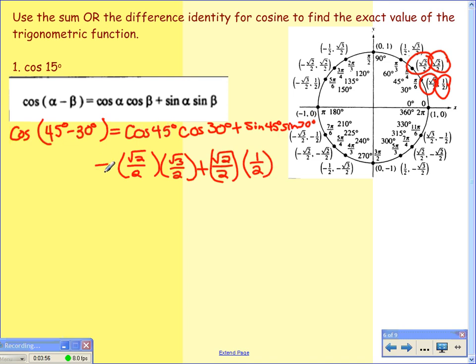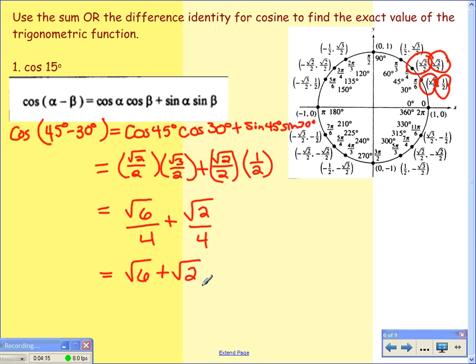To simplify this, we're going to multiply straight across. Square root of 2 times the square root of 3 is the square root of 6. 2 times 2 is 4. Adding, so plus square root of 2 times 1 is the square root of 2. Over 2 times 2 is 4. Okay, to simplify, we'll make one fraction. Square root of 6 plus the square root of 2 all over 4. So that's it for this problem.